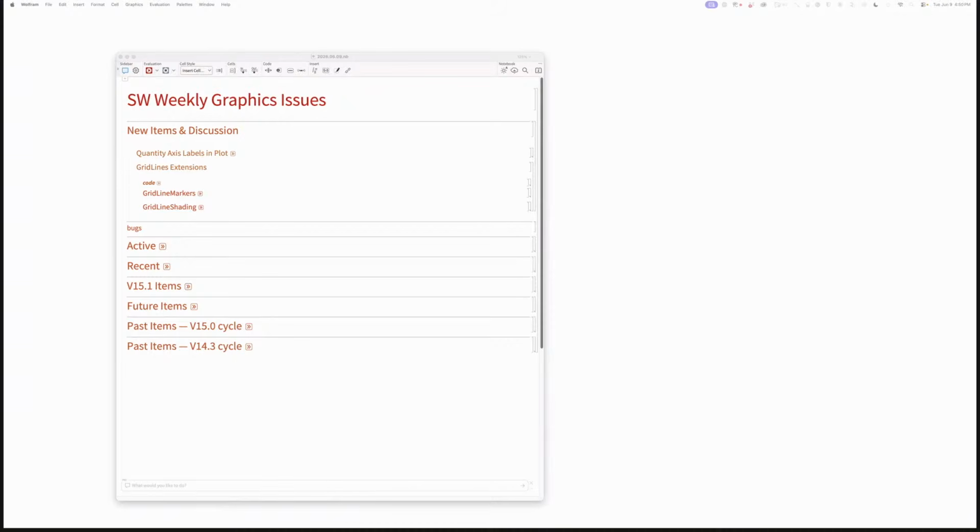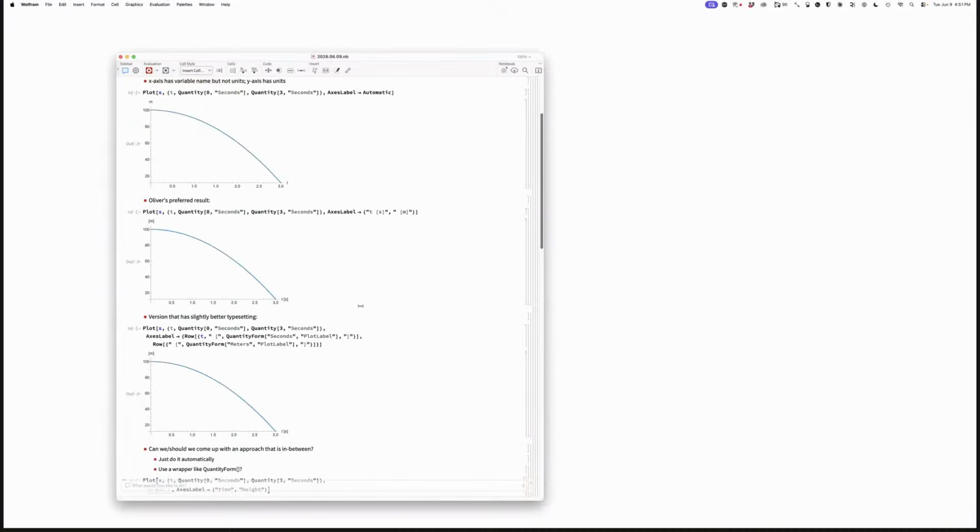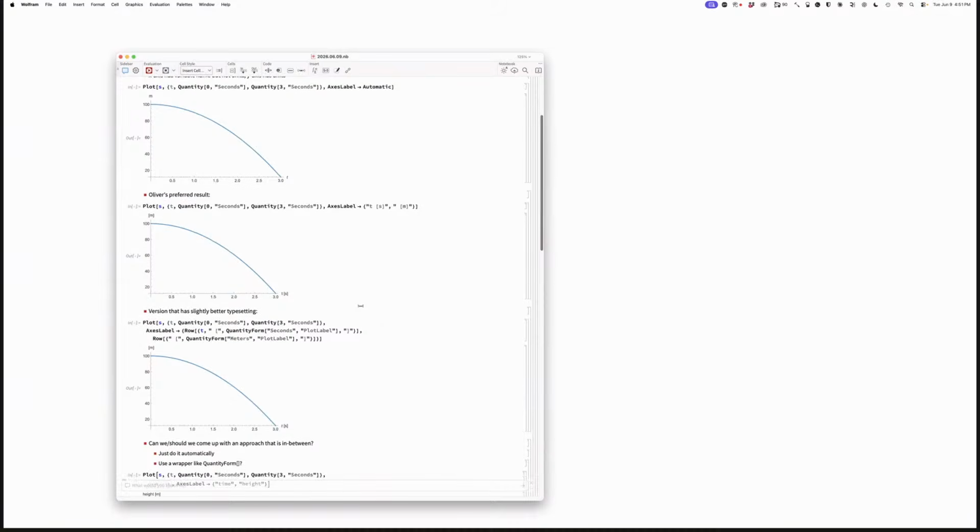We are talking about graphics issues, quantity axis labels, and plots. So this was the email from Oliver as the starting point. I'm not wild about this. We use square brackets for other things. That's kind of a notation that people have used, and I don't know.